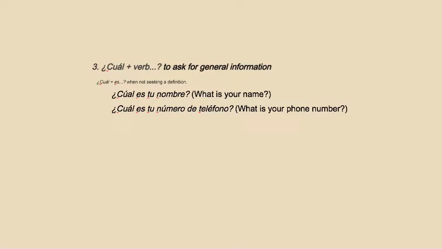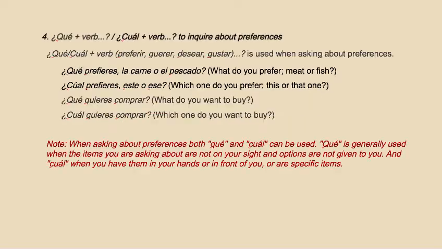Whereas cuál plus a verb is used to ask for general information. Por ejemplo, "¿cuál es tu nombre?" Or "¿cuál es tu número de teléfono?" Or "¿cuál es tu dirección?" Like, what is your address? So for general information, cuál plus verb is used. And lastly, qué plus verb or cuál plus a verb can be used to inquire about preferences.